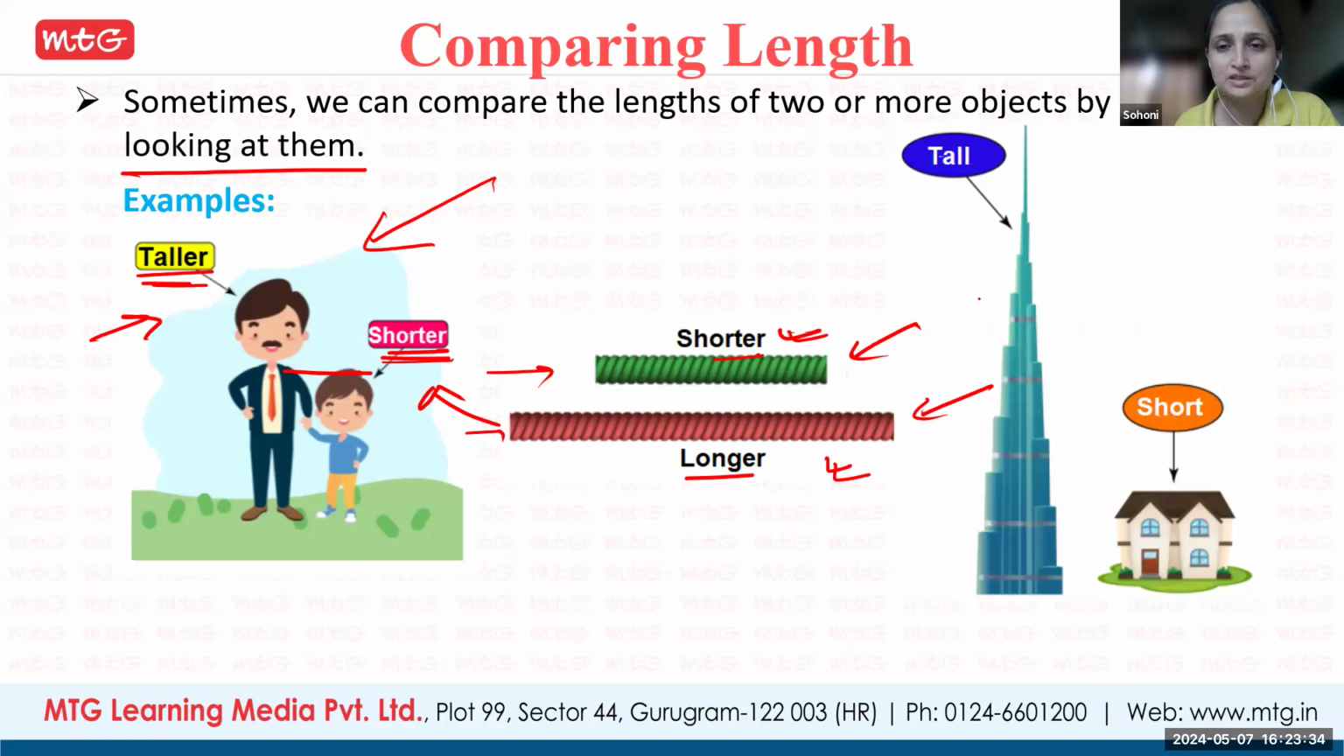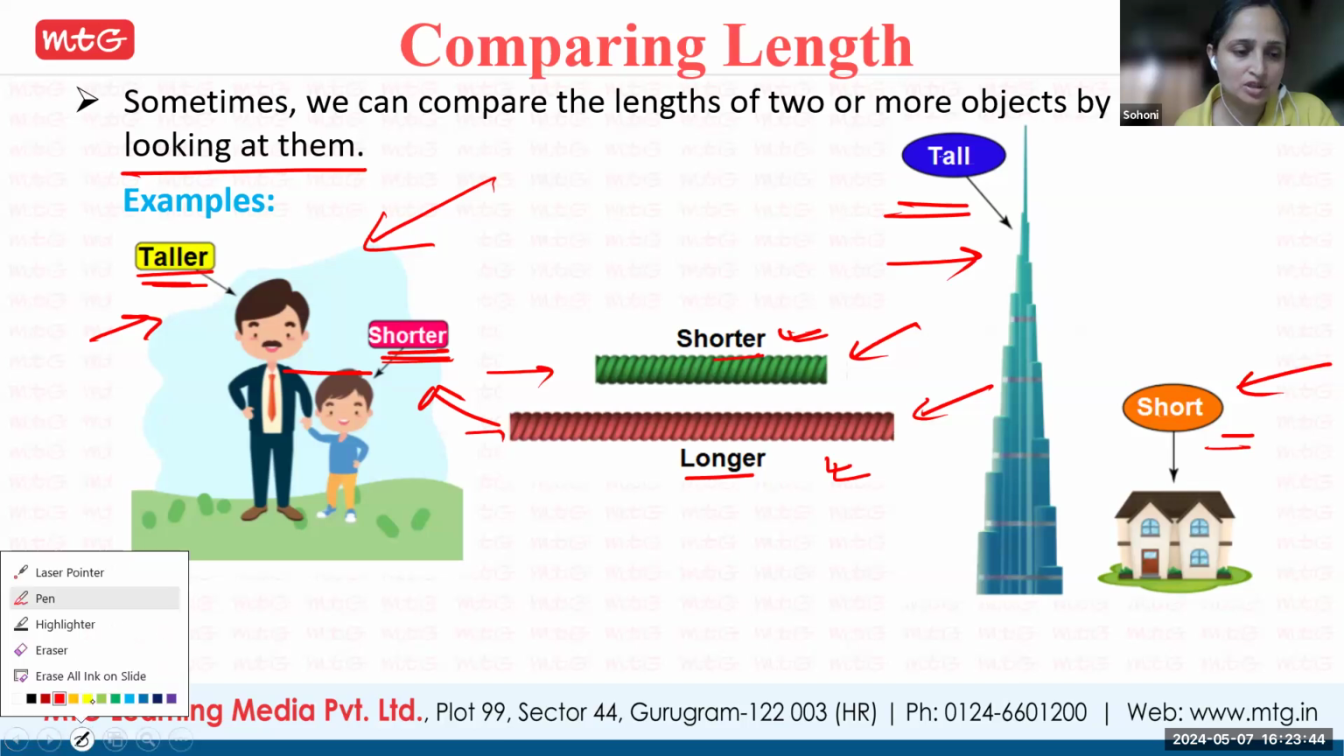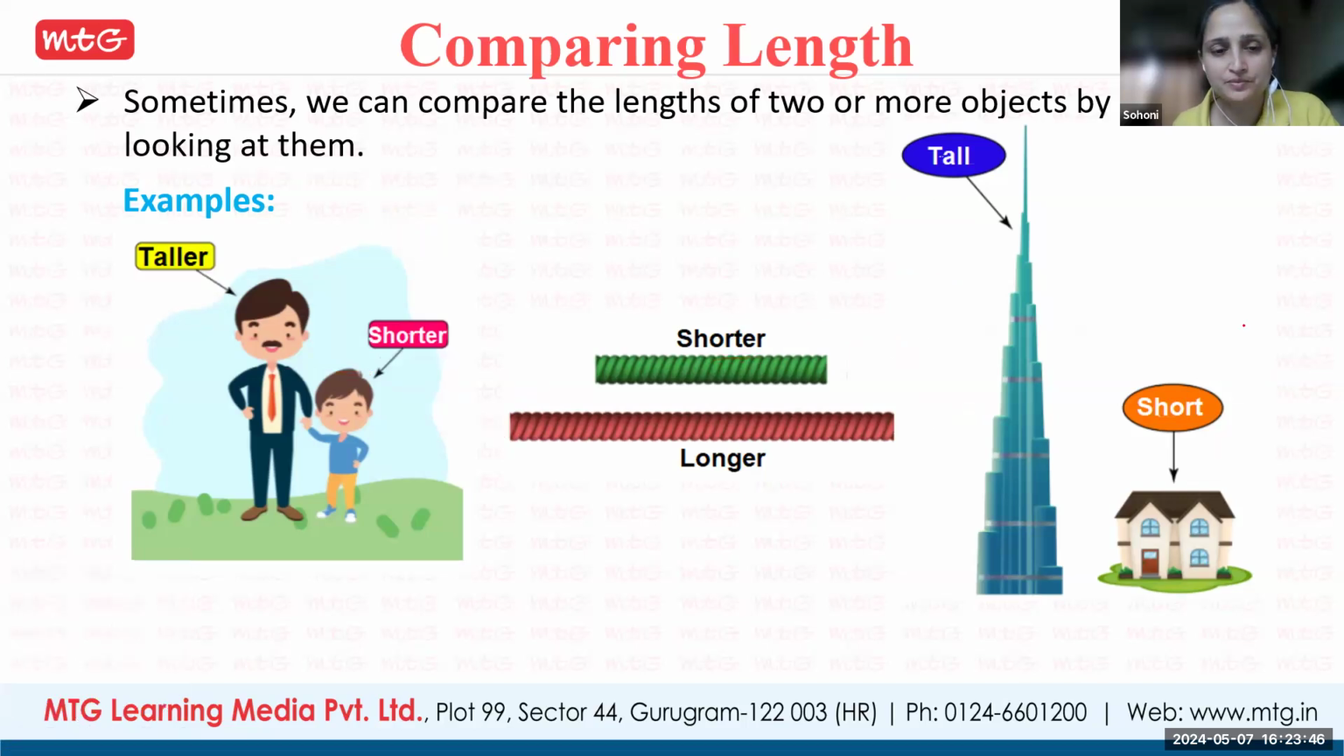Now there are two buildings. One is very tall and the other one is very short. Just by looking at them without measuring them, we can say which one is shorter and which one is taller. We don't have to measure for this. We have not measured the length of anything, but just by looking, we can say which one is shorter, which one is longer.